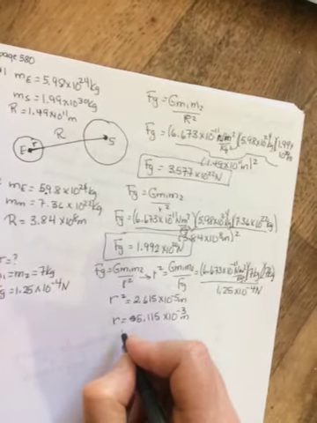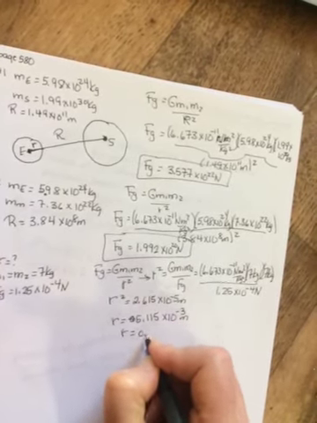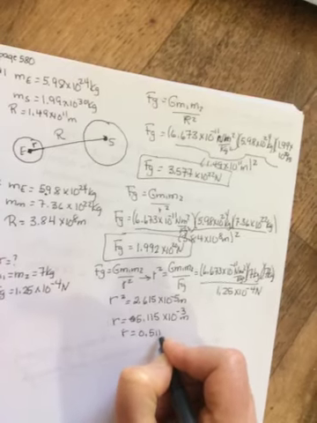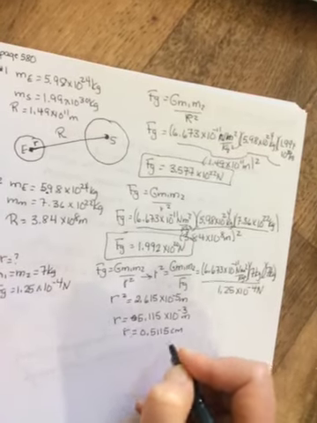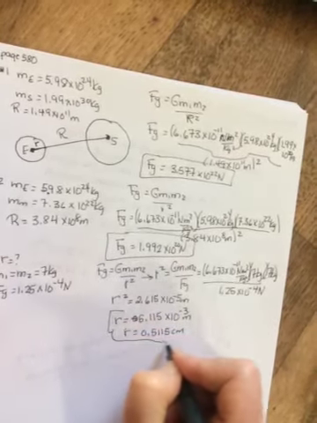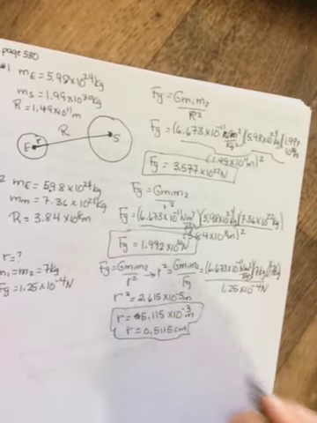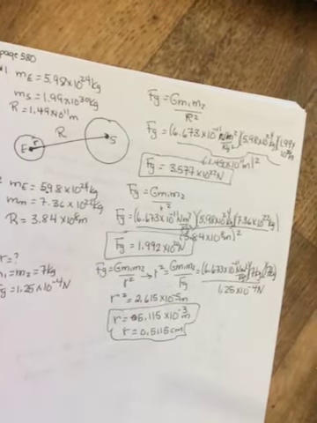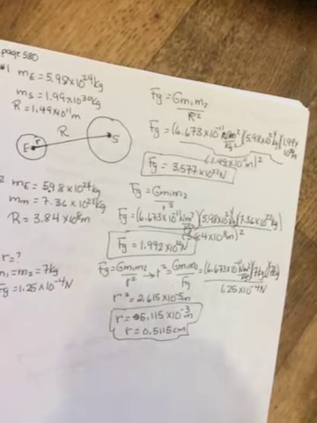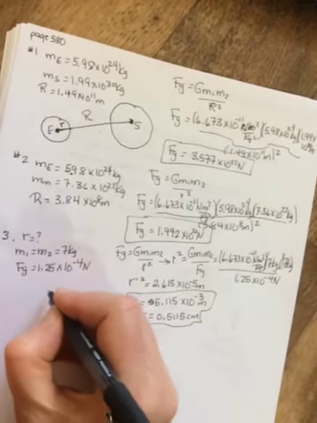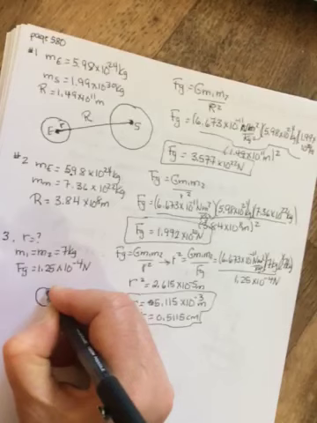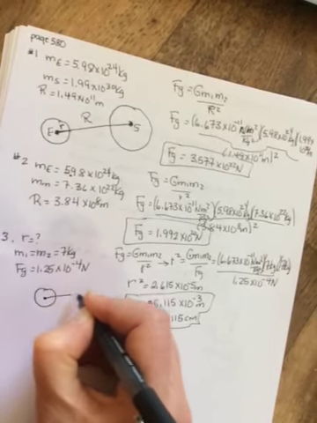Or if you want it, R is 0.5115 centimeters. The reason I wrote it as centimeters is because of the last part of the question, which says, would it be possible to place them at this distance? Why or why not? Remember, this is the distance from the center of one bowling ball to the center of the other.